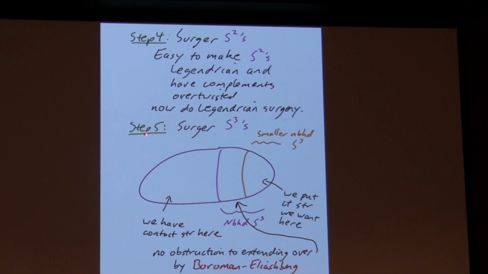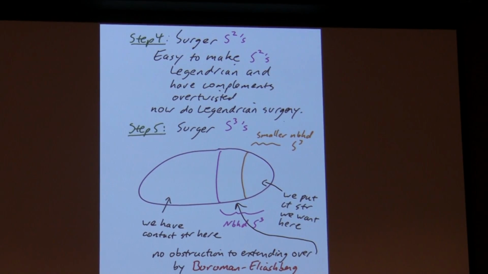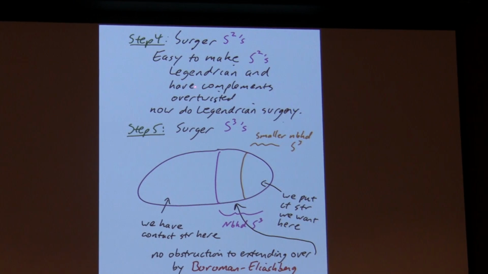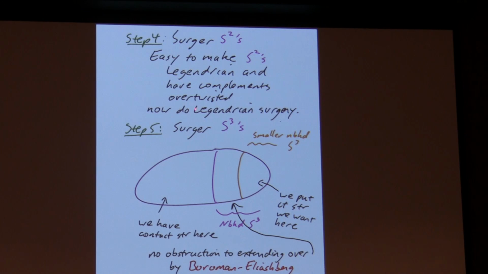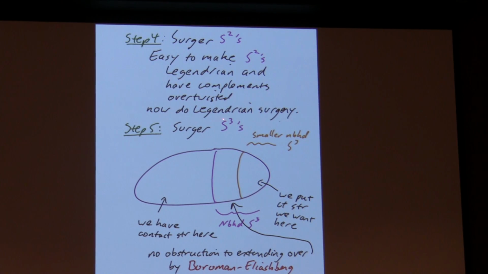Good. Well, next step, do surgery on the S2s. Well, my 2 spheres, I'm always going to be able to approximate them by Legendrians. That's an easy thing to do. And I can arrange that the complements are still over-twisted. And now just do Legendrian surgery. No problem. Remember, there's no extra conditions to do Legendrian surgeries. Once you have your Legendrians, you can do your surgeries.